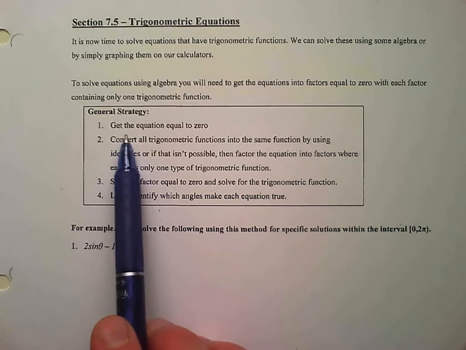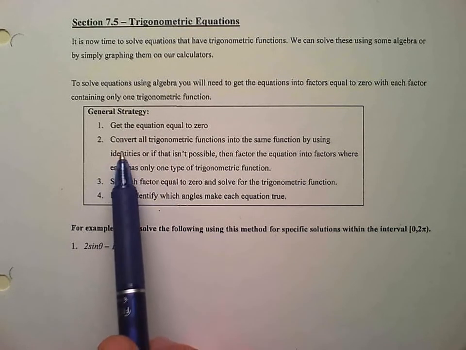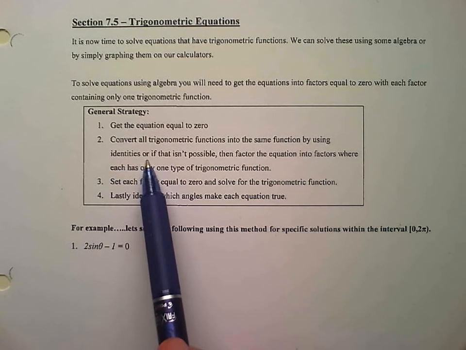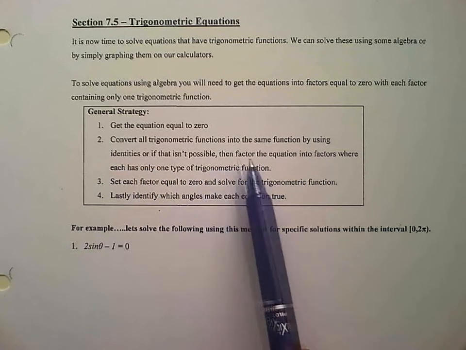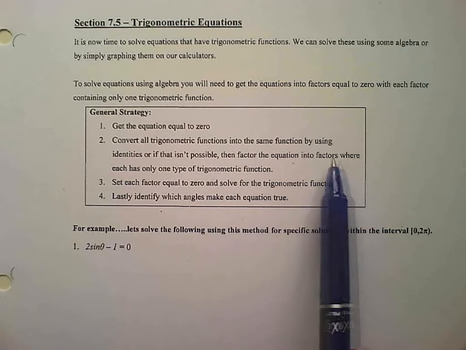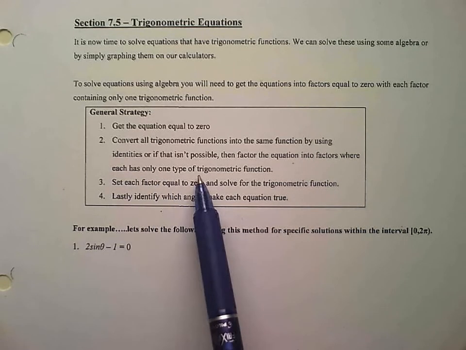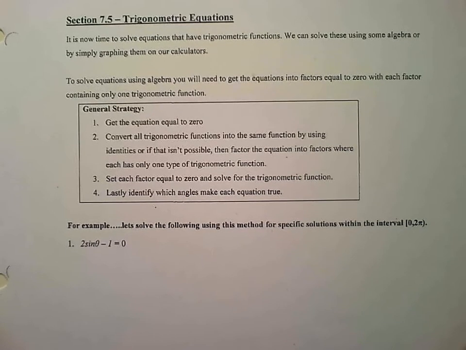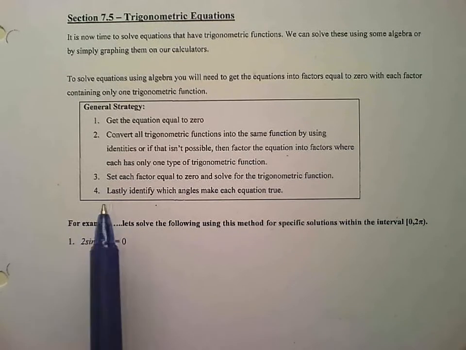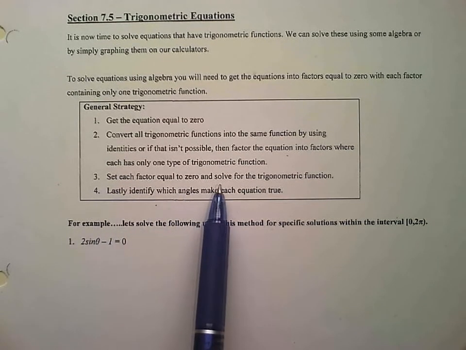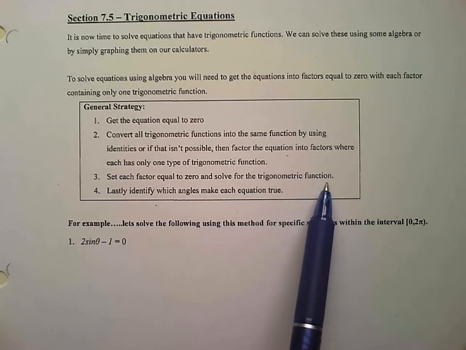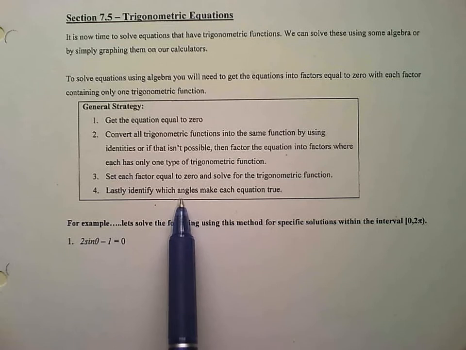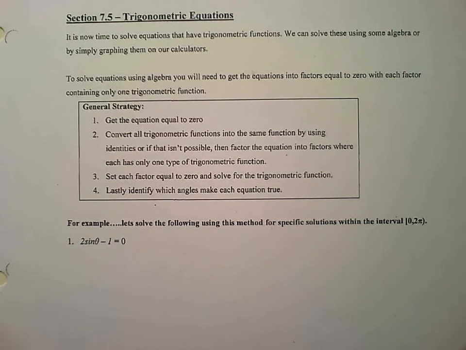For number 1, it says get the equation equal to 0. Convert all trigonometric functions into the same function by using identities, or, if that isn't possible, then factor the equation into factors where each has only one type of trigonometric function. So we want to either set the equation equal to 0 or get factors that are equal to 0. Set each factor equal to 0 and solve for the trigonometric function. So we're going to look at each factor individually. And lastly, identify which angles make that equation true.